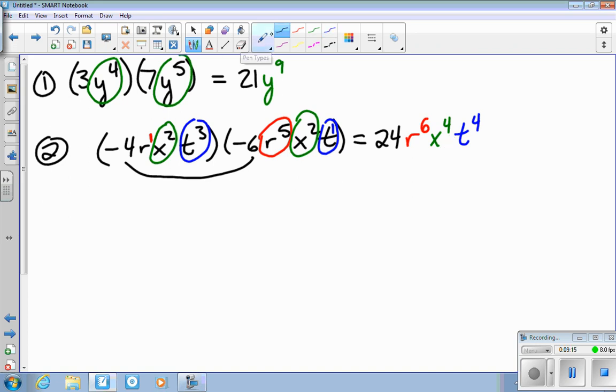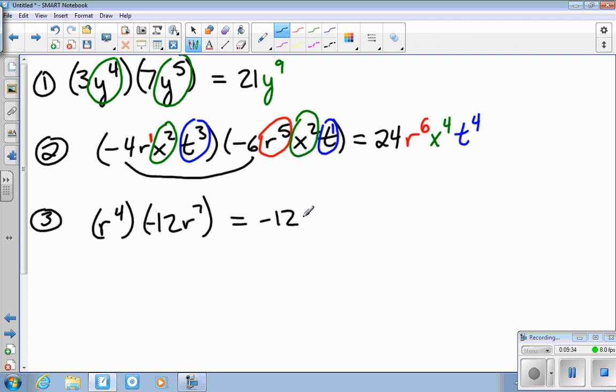Do yet another one. This one will be r to the 4th times negative 12, r to the 7th. The only number is negative 12 here. R to the 4th times r to the 7th, add those exponents, you get r to the 11th. And that's your final answer.